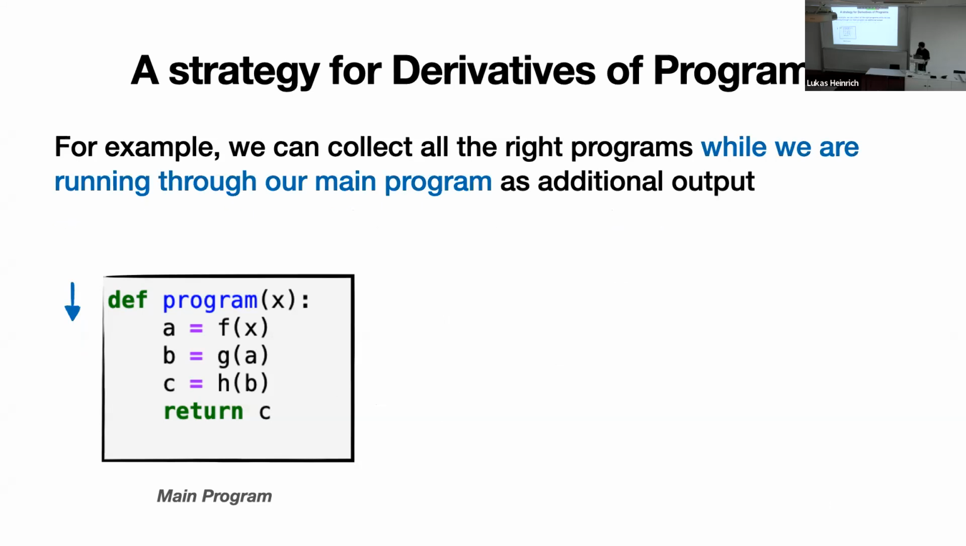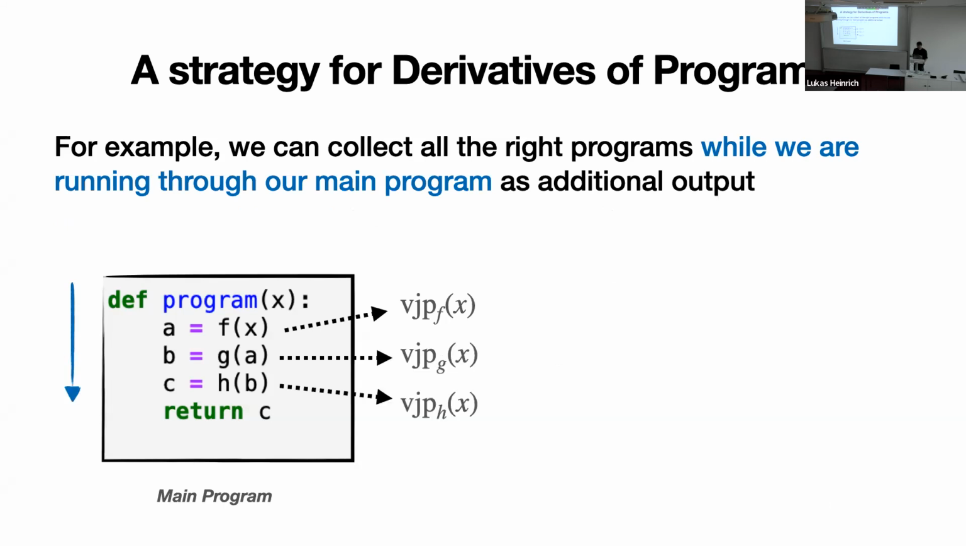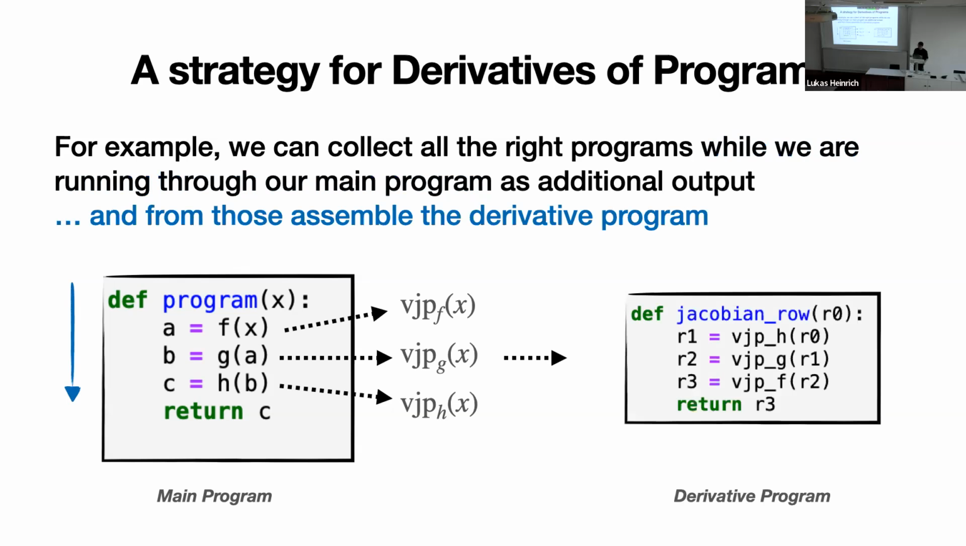Okay, so let's see how we can do this with our VJPs. Now we do the same thing. We have our VJP for F, for G, and then for H. But now we need to take a little bit of care when assembling them. It's still mechanistic in the sense that it's not complicated, but we just need to think about it a little bit more. We need to go the opposite way around, so we go H, G, and F. And this is our derivative program in order to extract the row of the Jacobian.